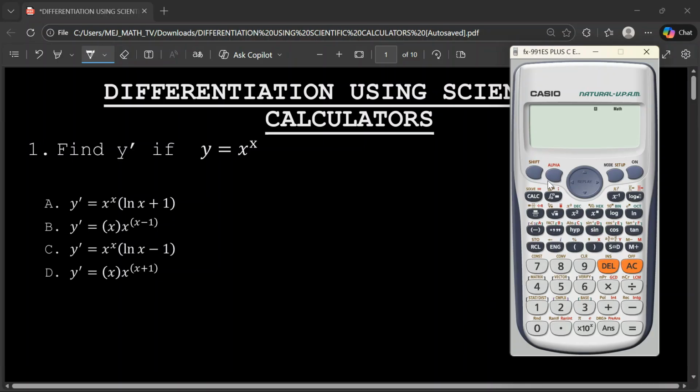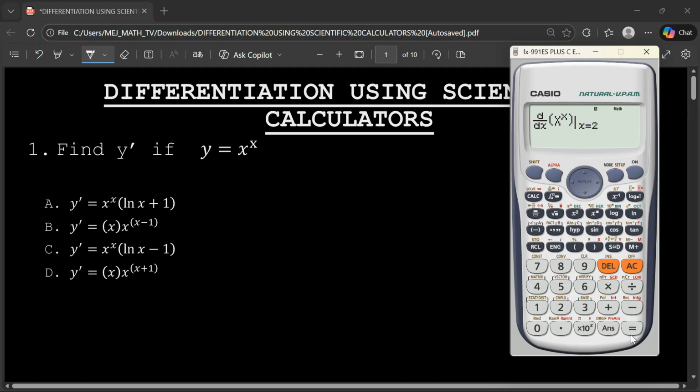So now we want to start with question 1. You have to find y prime if y equals x to the power x. And so we are going to say shift dy/dx, and we are going to plug in the function into this bracket. So we are going to have alpha x to the power alpha x, and then we are going to evaluate at a point 2, which must be part of the domain.